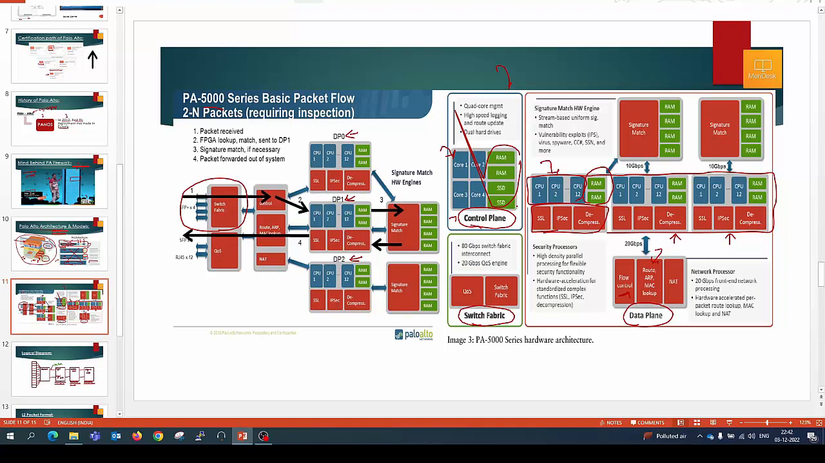Okay. And then if you talk about signature matching, can you see here how many RAMs are there? Now, what is the use of these RAMs? We'll discuss in our coming lectures.